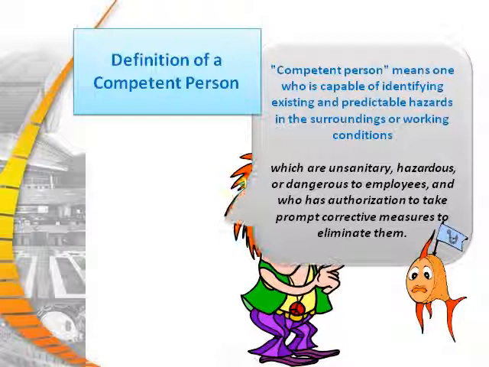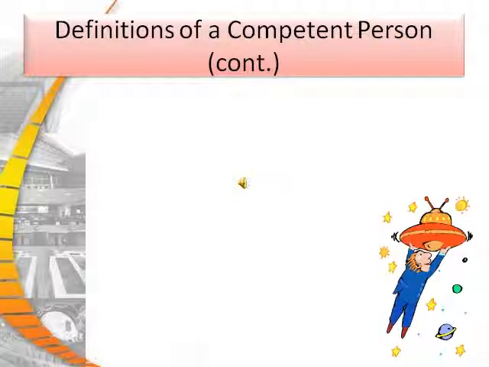Part 2 of the definition of a competent person. This person must be knowledgeable in soils and soil classification. They must understand the design and use of protective systems. They must have the ability to recognize and test for hazardous atmospheres. They must provide documented training, and they must have prior excavation experience.